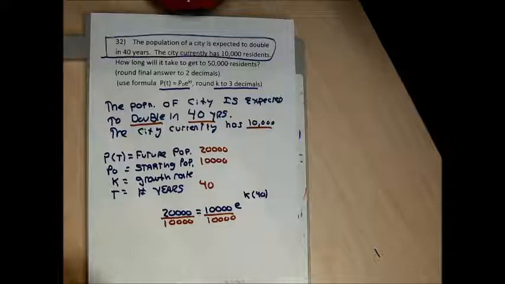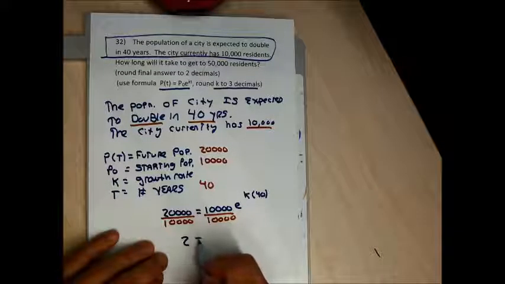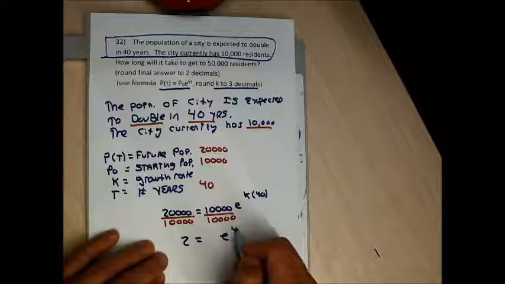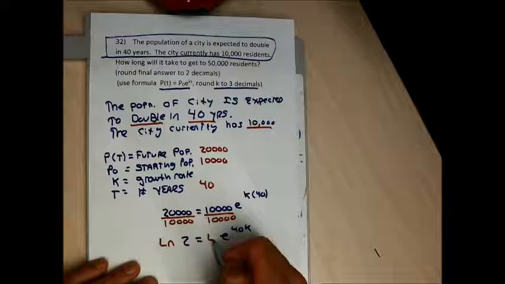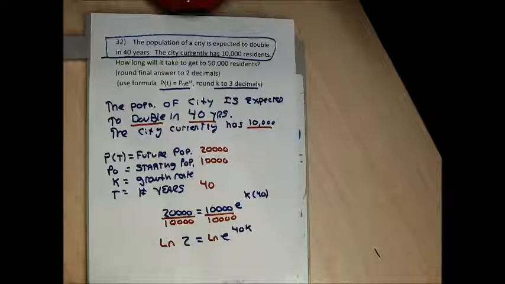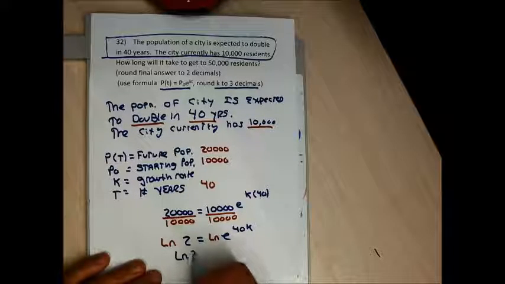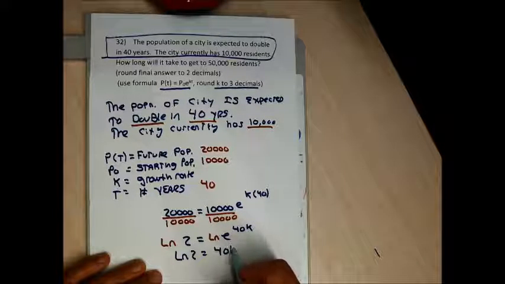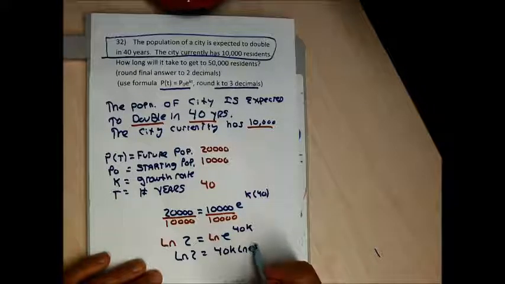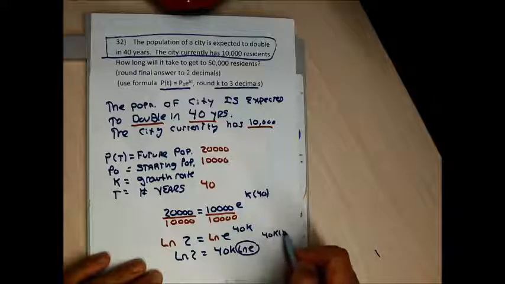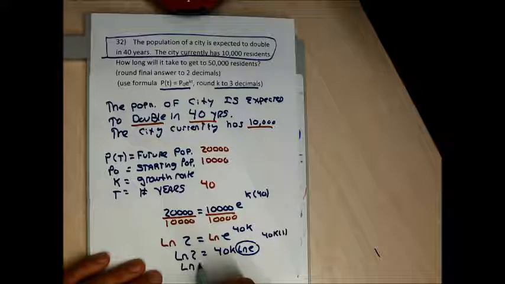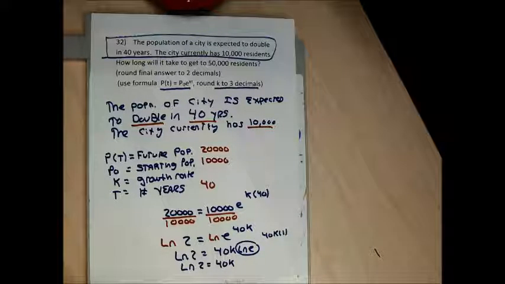And that's going to give me 2 equals, and I'm going to rewrite that exponent as 40k. So I get 2 equals e to the 40k. I'm going to take the natural log of both sides, which will allow me to rewrite the left-hand side as 40k times the natural log of e. And because the natural log of e is equal to 1, this is really 40k times 1. So I can rewrite this as natural log of 2 equals 40k, because 40k times 1 is just 40k.